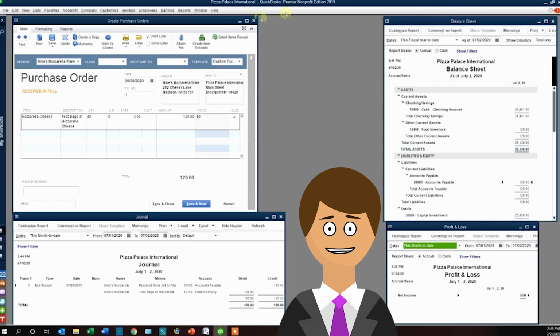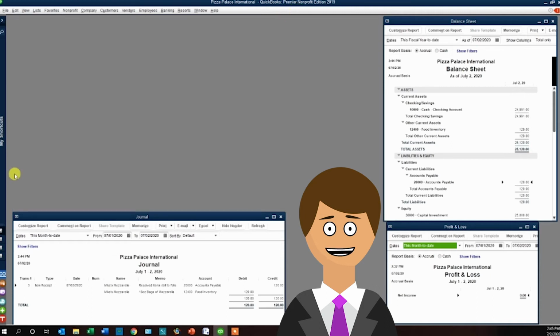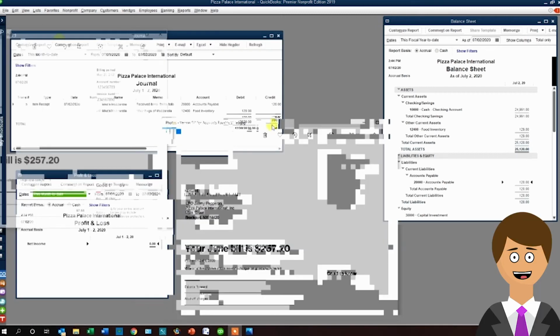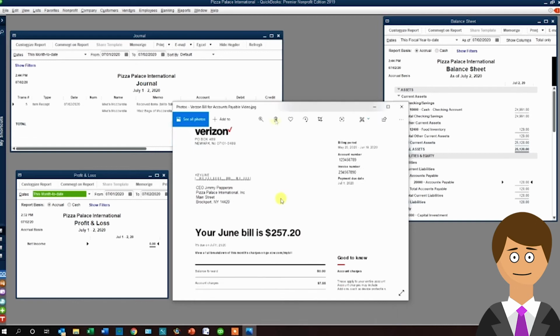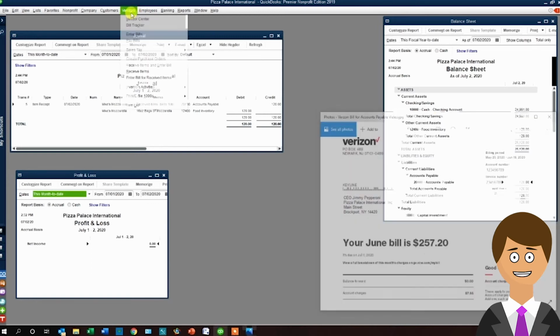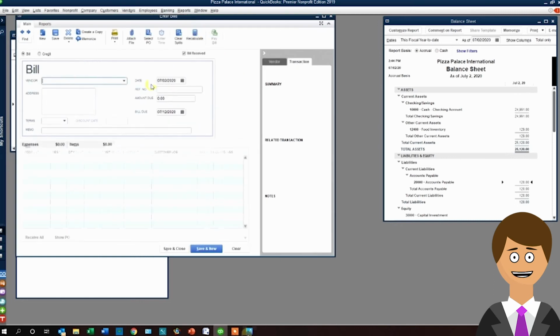So let's close this, and it looks like we did receive another bill. Yeah, we did receive a Verizon Wireless bill for our CEO, Jimmy Pepperoni. Jimmy Pepperoni is paying his first bill for Verizon, so we should probably enter that bill. So in QuickBooks, we'll go to our vendors and we'll enter a bill. In this bill, we've got Verizon Wireless.